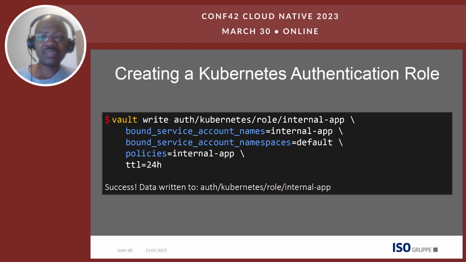After I've done that, I will create a Kubernetes authentication role, and I define the role using auth kubernetes role internal-app path. And what's important in the role is, as we can see, what I have highlighted here, to which service account it is bound. The service account is called internal-app, and to which namespace, we will be using the default namespace, and then which policies are associated with this role, the internal-app policy that we created before.